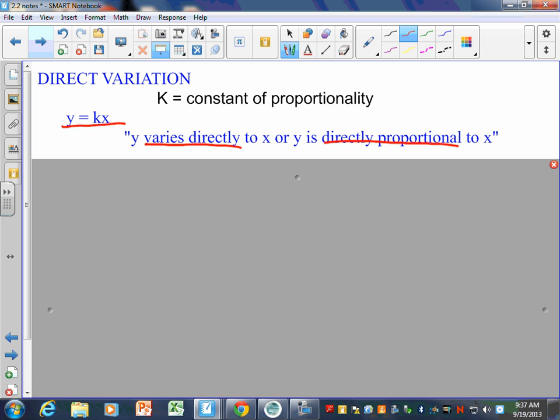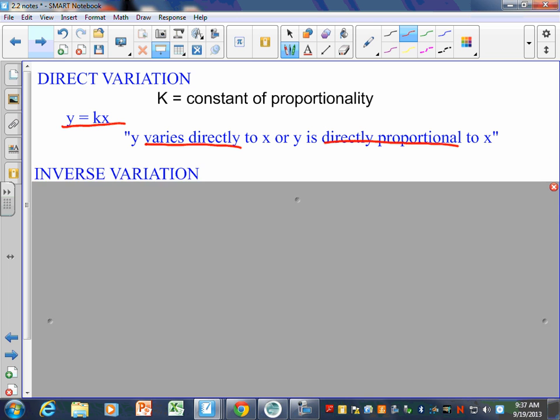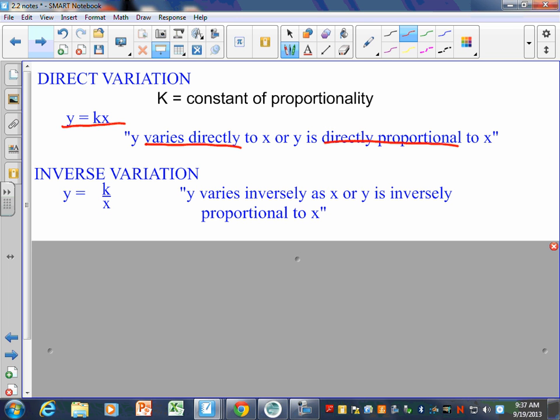As opposed to inverse variation, and to me it makes sense: inverse, you flip it over. Inverse variation would be when you have the equation and you have k divided by whatever your variable is. That would still be a power function, it just has a power of -1 on it. And again, it's all about recognizing the words in the problem. For inverse variation, you're looking for the words that it varies inversely or that it's inversely proportional. If you see that, you have to know that you're writing it as division.